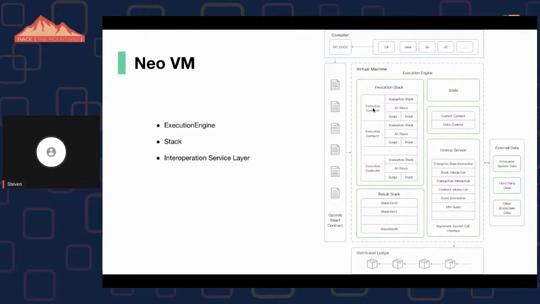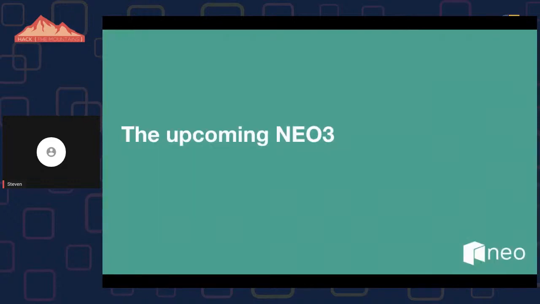Each time the execution engine takes an instruction from the current context, it runs the corresponding operations according to the instruction, and the data generated will be stored in the evaluation stack. If the smart contract uses some external data and other operations, it will use the interoperation interface. After all these scripts are executed, the results will be stored in the result stack. Yeah, that's the whole process of how the smart contract runs in our Neo VM. In the final part of this workshop, I will give you some examples of how the smart contract works, is compiled and runs, with the result.